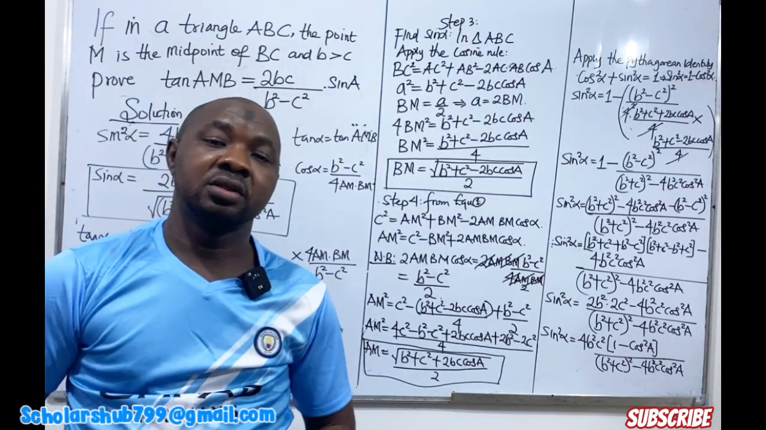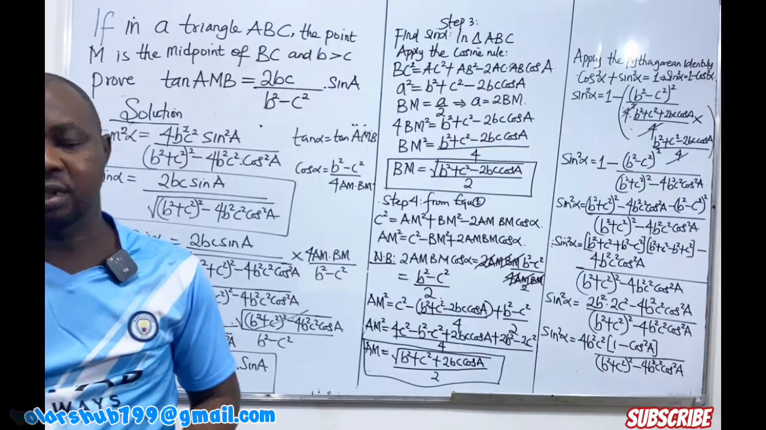b squared minus c squared. The noblest pleasure is the joy of understanding. Bye-bye.